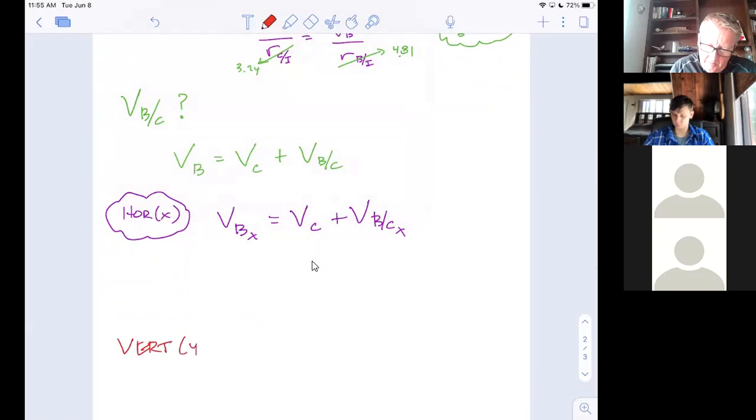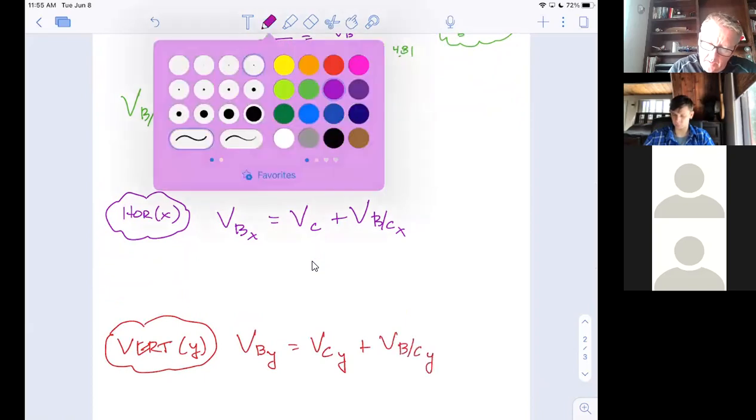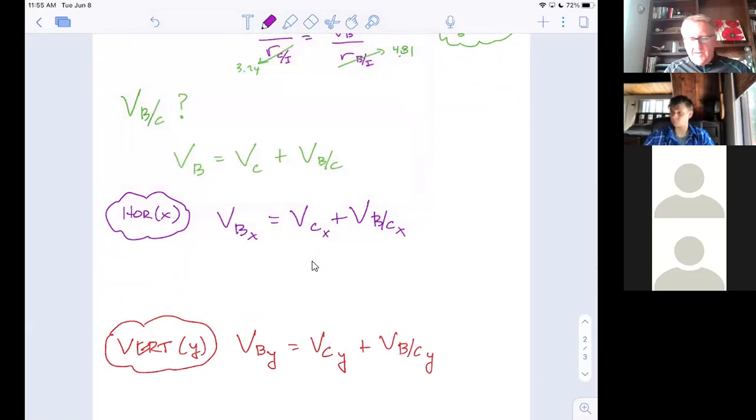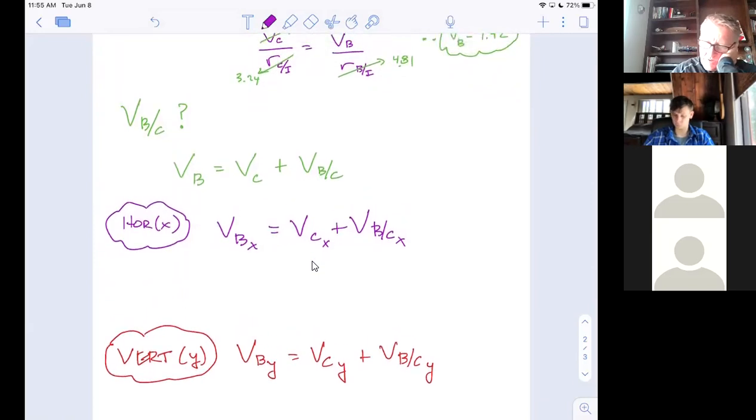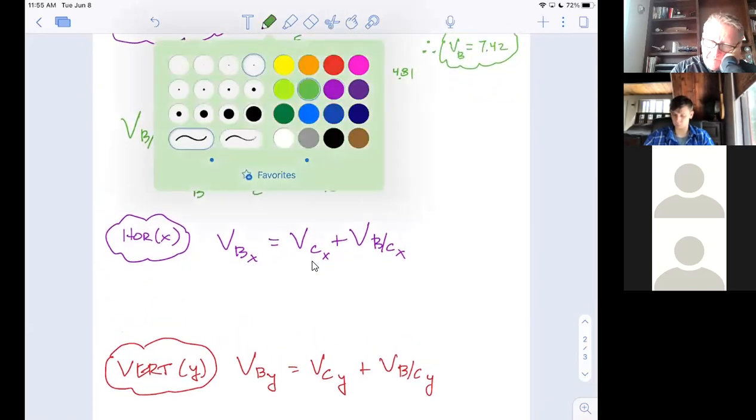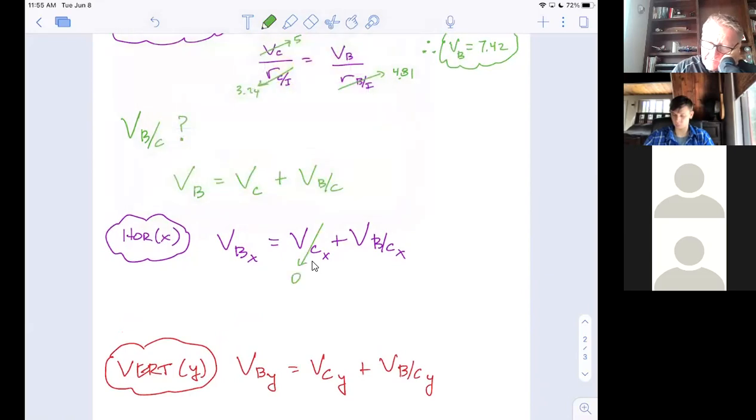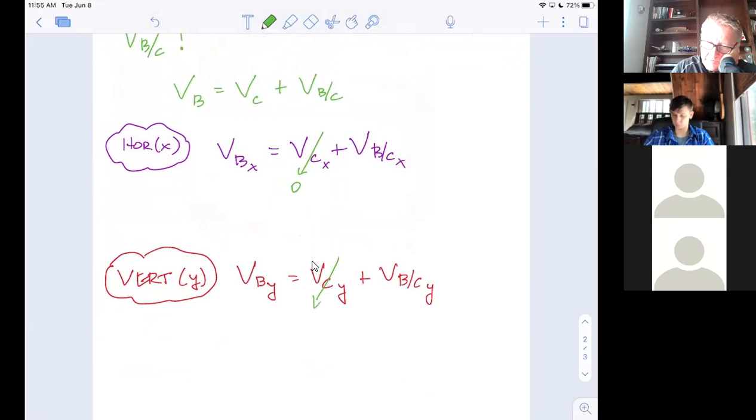Vertically, velocity of B in Y equals velocity of C in Y plus velocity of B with respect to C in Y. So do I need to consider those separately? I think I do. That's kind of tricky. So let's see, what do we know? Well, we know the velocity of C in X, because it isn't allowed to move in X, is 0, whereas the velocity of C in Y, it's moving straight down, is 5. It's moving down, so that'd be -5.